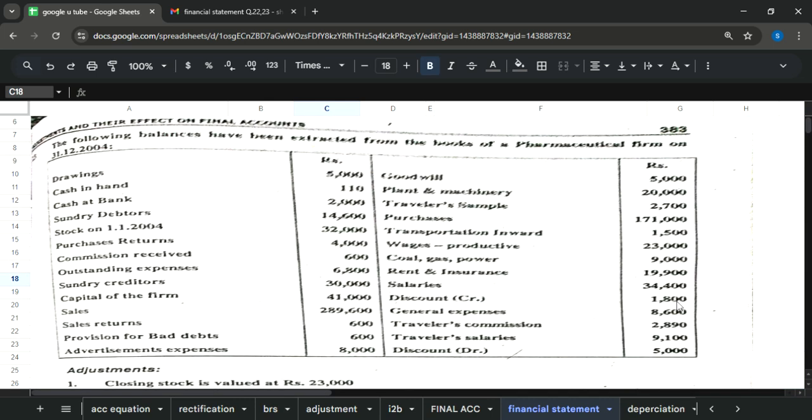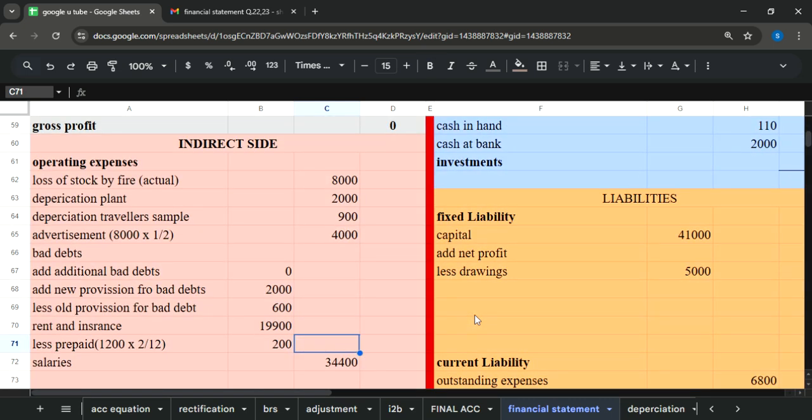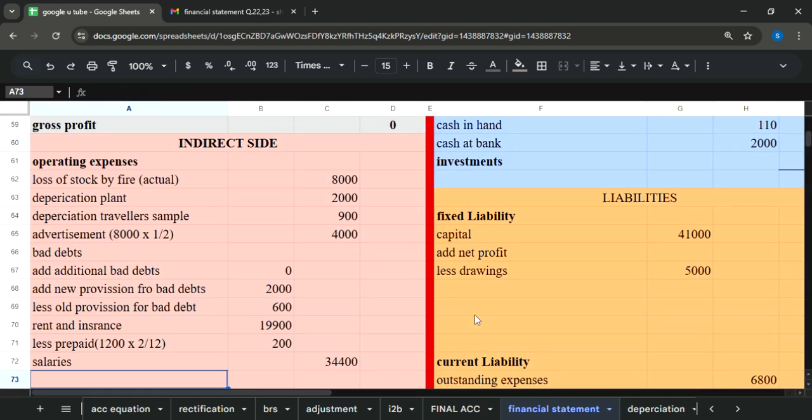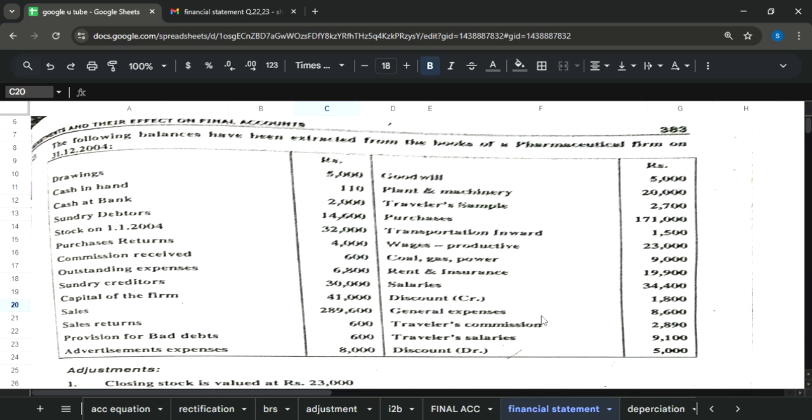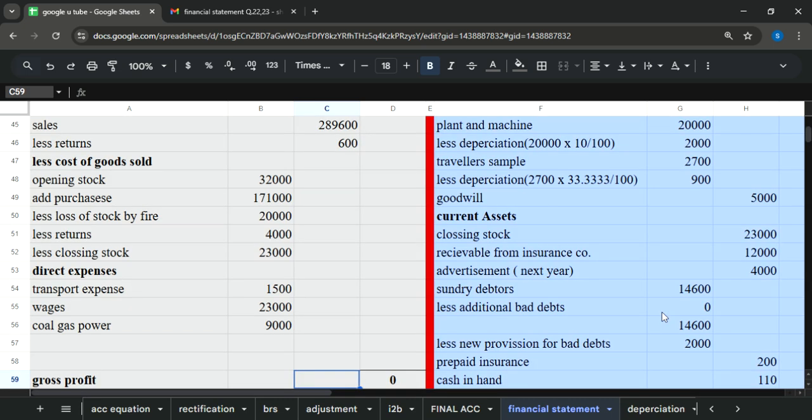Then we have general expenses. Look at here, general expenses, part of operating expenses. Mention over here, general expense. All right, amount of which is 8600.